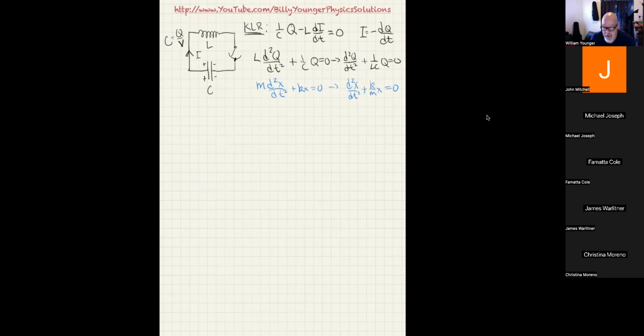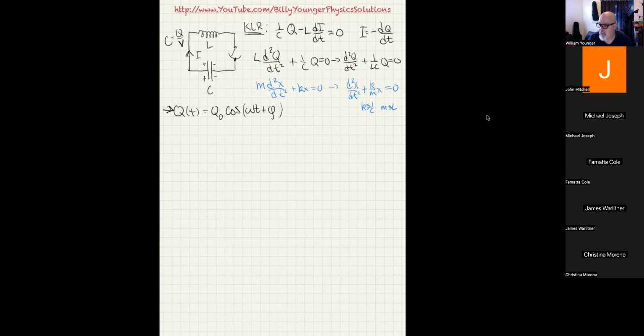So you can see it's the identical equation, except now instead of k over m, we have 1 over LC. You can pretend we replace k with 1 over C, and replace m with L. And you can use the same solutions we had from chapter 14. The solution is Q of t equals Q0 times cosine of omega t plus phi, where phi is just another constant that we can use to align it with the initial conditions.